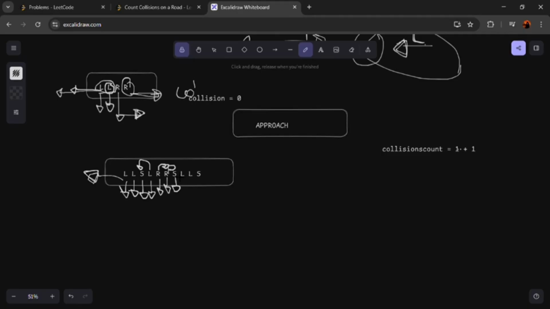Okay, now look here. When this car collides with this stationary car, then this previous car also collides with this stationary car. Why? When this car collides with the stationary car, this R car also becomes a stationary car. That's why this right side car will also become a stationary car when it collides with this car. Okay, so we also count it as 1.